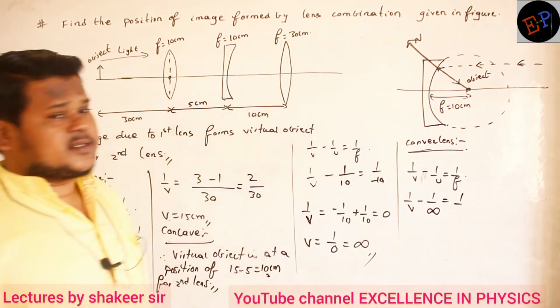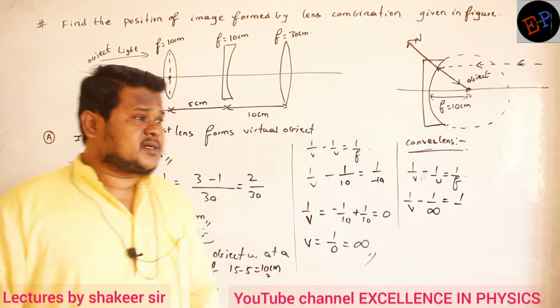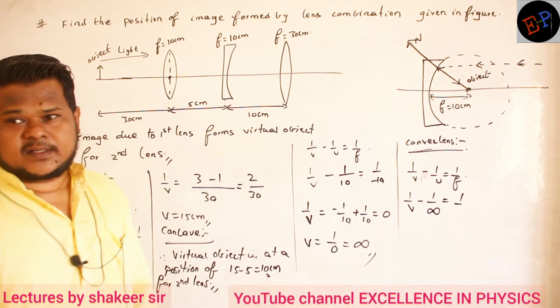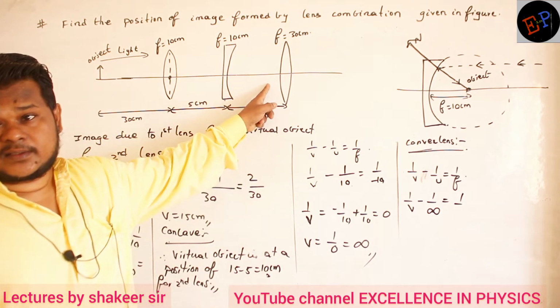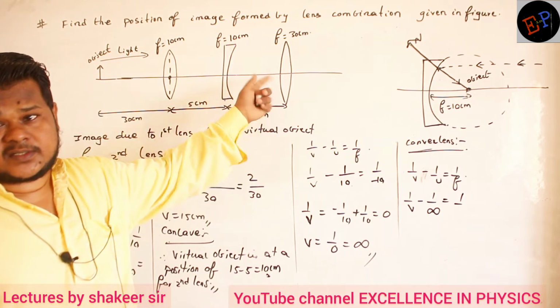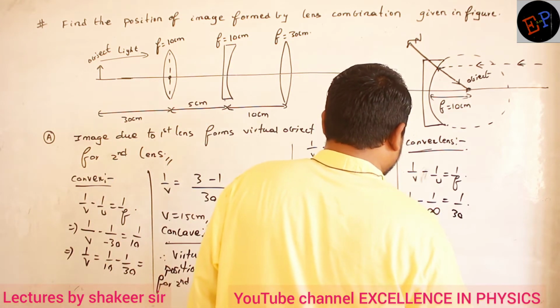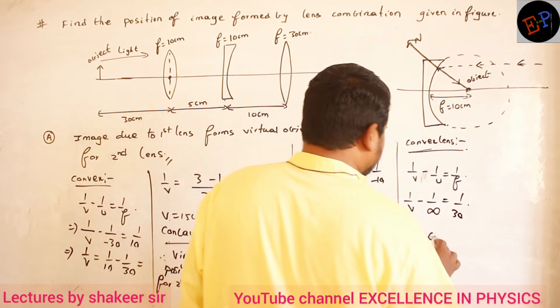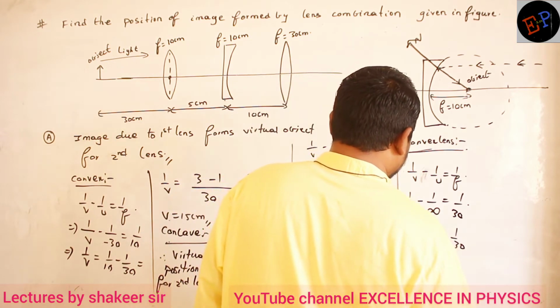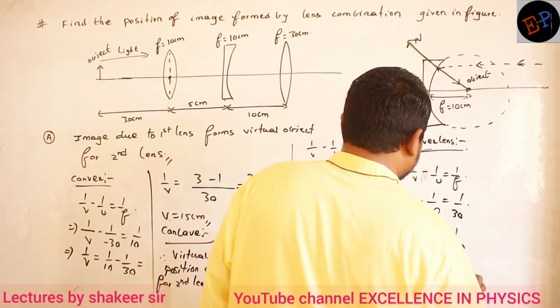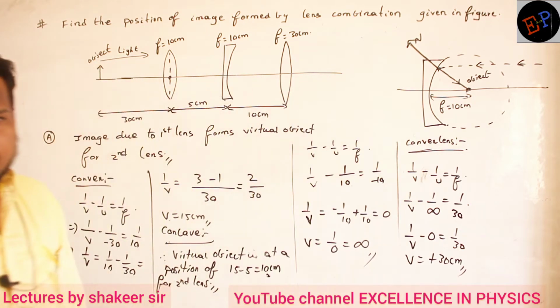Focal length of the third lens? 30. Plus 30 or minus 30? It is 30, no? Plus 30. Why plus 30? Because it is a convex lens. Clear, no? So 30. So 1 by v minus 1 by infinity is 0, no? So this is equal to 1 by 30. So therefore v value is equal to plus 30 centimeters. That is my answer. Are you able to understand?